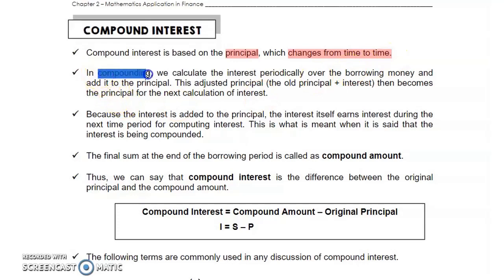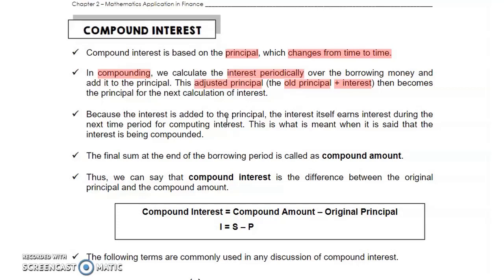In compounding, we calculate the interest periodically. We calculate the interest periodically over the borrowing period and add it to the principal. This adjusted principal, we have a new term here, adjusted principal, which is the original principal plus the interest. This then becomes the principal for the next calculation of interest.